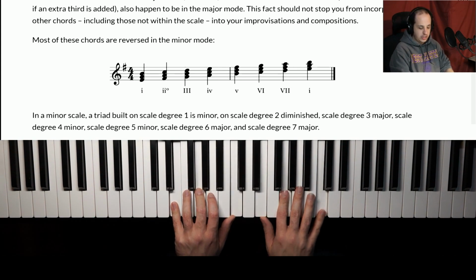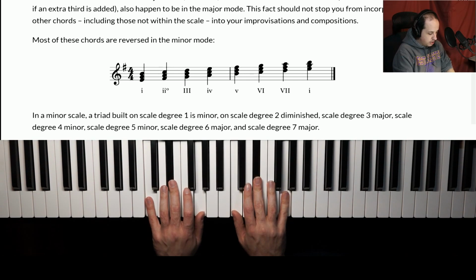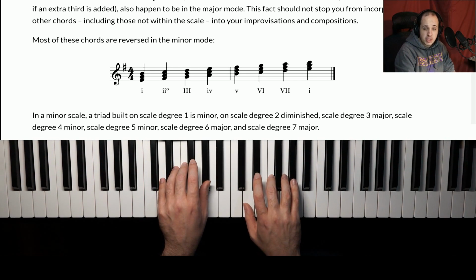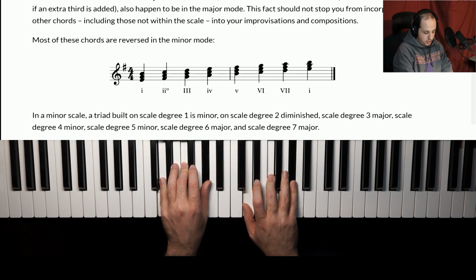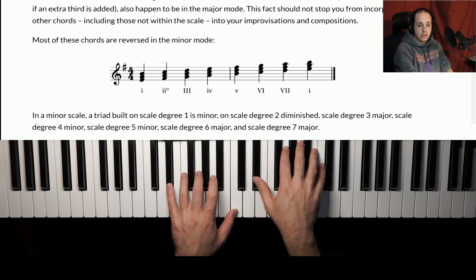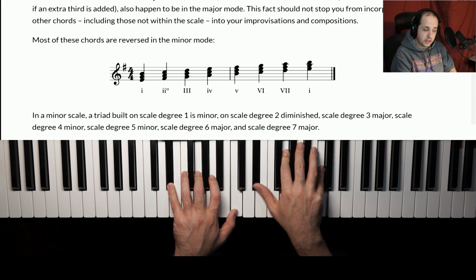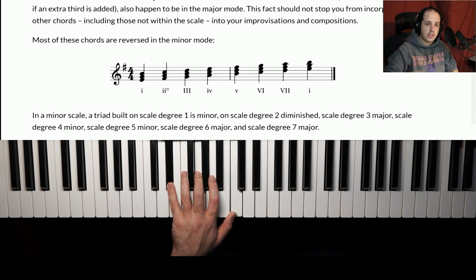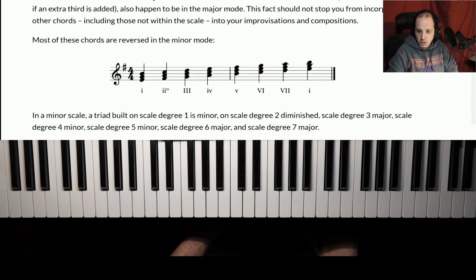Now I'm going to translate into this minor. We have 1, we have 2, but this time it's going to be a diminished. We're still going to go to 5, but this time it's minor, and back to 1. So that's the difference, is that same chords, they just flip.